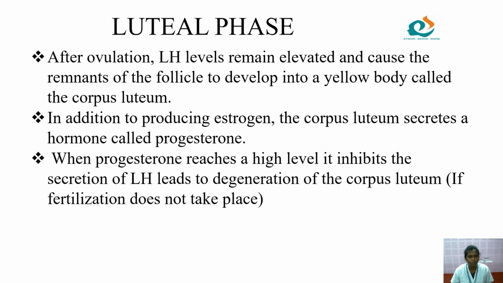Then we move on to the luteal phase. After ovulation, luteinizing hormone levels remain elevated and cause the remnants of the follicle to develop into a yellow body called the corpus luteum. In addition to producing estrogen, the corpus luteum secretes progesterone. When progesterone reaches a high level, it inhibits the secretion of LH, leading to degeneration of the corpus luteum if fertilization does not take place.